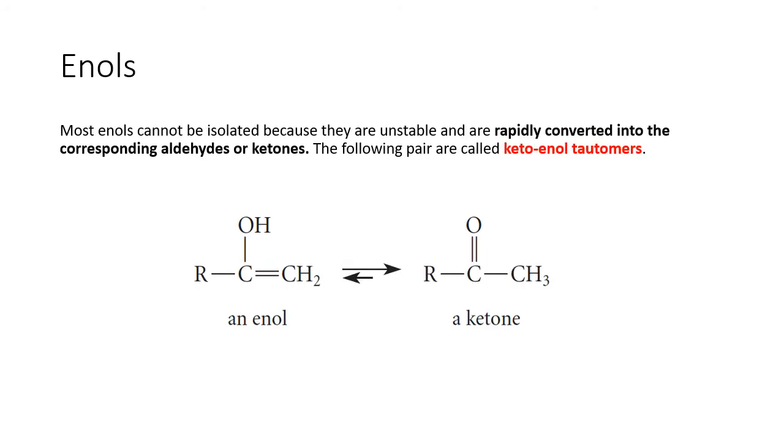Because enols are unstable, they will rapidly convert into a ketone in this case, and sometimes they will turn into an aldehyde. But the pair of these two, the enol and the ketone, are called keto-enol tautomers. And so a tautomerization reaction is the steps that show it converting from an enol into its more stable form, which is the keto form.